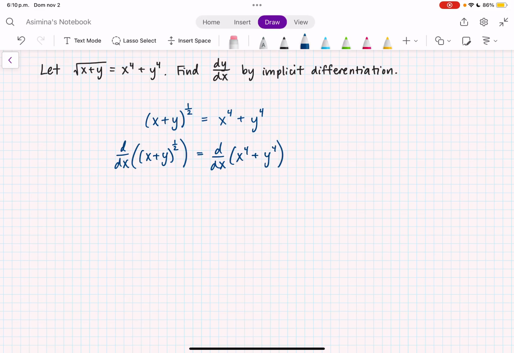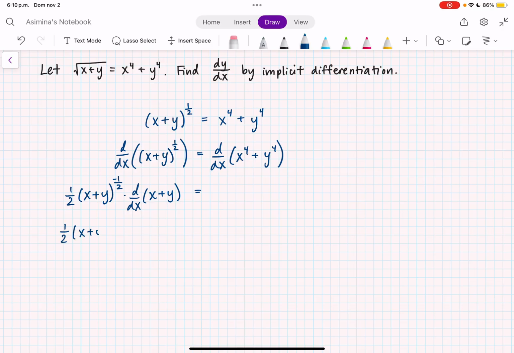Now let's focus on one side at a time. Let's take a look at the left-hand side. So I start by taking the derivative of (x plus y) to the 1/2, as I normally would. So the derivative of that would be 1/2 (x plus y), and then I subtract 1 from the exponent, so I have minus 1/2. Now I need to multiply by the derivative of the inside, so this is the chain rule. So I'm taking the derivative with respect to x of x plus y. Okay, now what is the derivative of x plus y with respect to x?